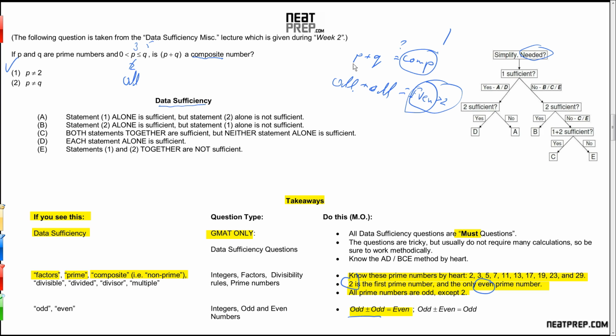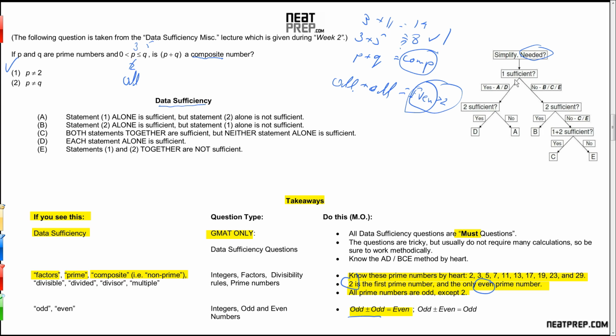The first statement is sufficient by itself. If you're uncertain, what you can do is 3 plus 5, you get an 8, and an 8 is a composite number. It's not a prime. If you plug in P equals 3 and Q equals 11, you're still going to get 14, and 14 is still a composite number. So it always gives you an answer to this: P plus Q is a composite. The first statement is sufficient by itself.